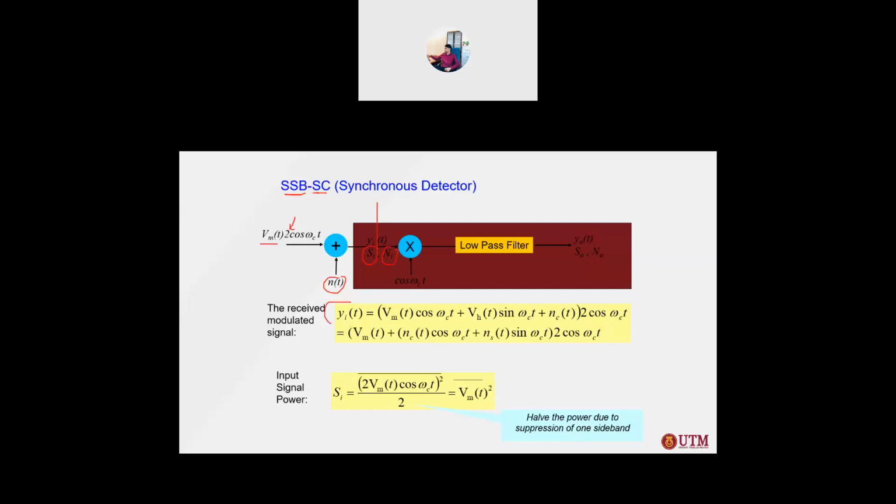So Vm(t) cos omega c t, Vm hat sin omega c t, plus Nc(t) cos omega c t. So here, sorry, there is a modulation signal 2 cos omega c t.